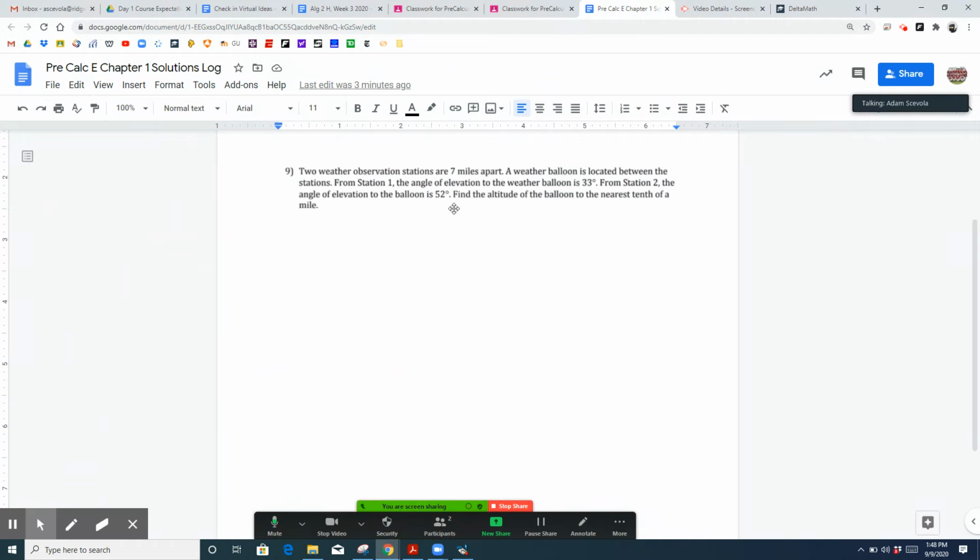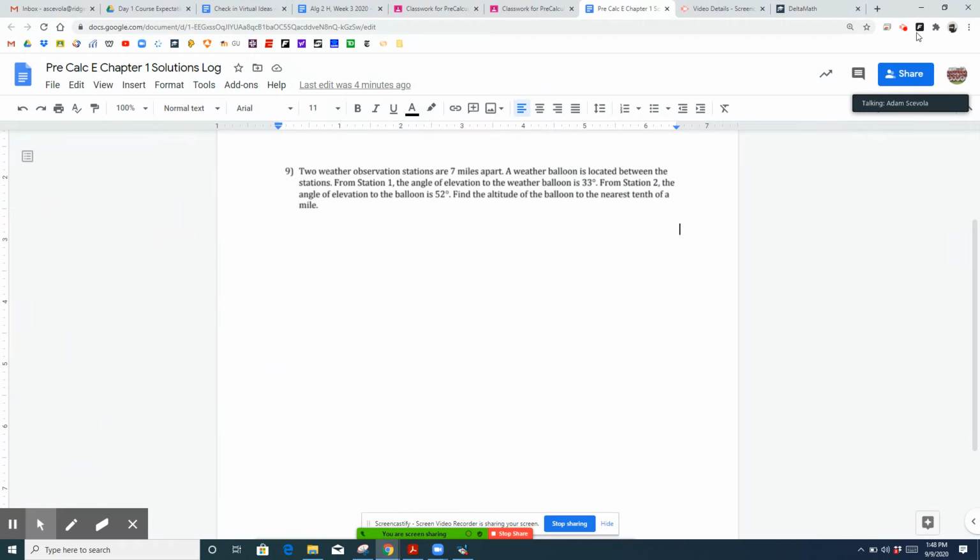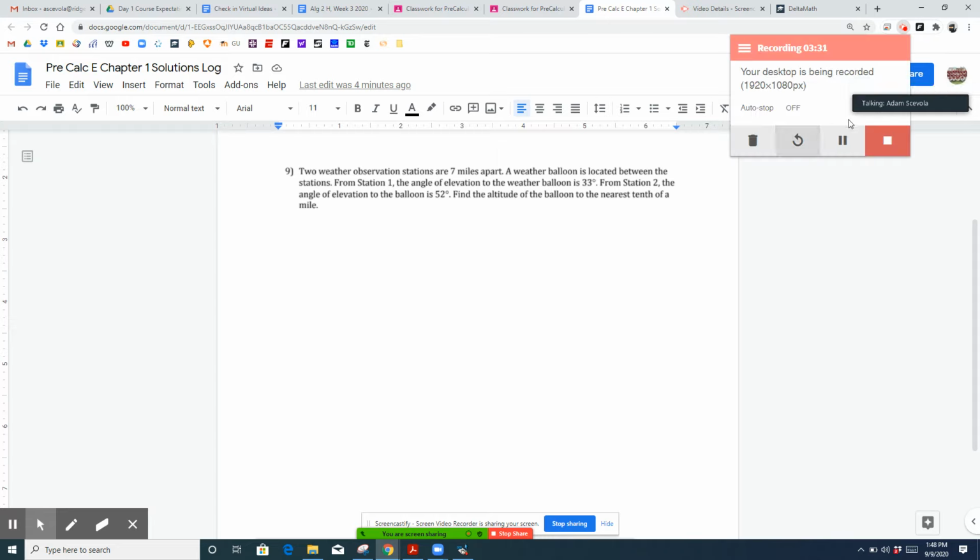Because the question asked, like, what was the altitude of the balloon? So it was like, how high was it off the ground? So it was that vertical line in our picture earlier.